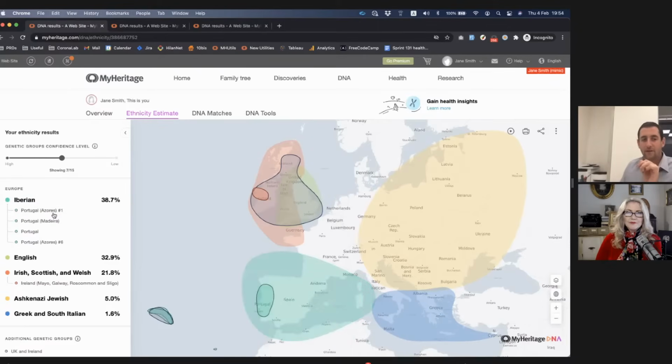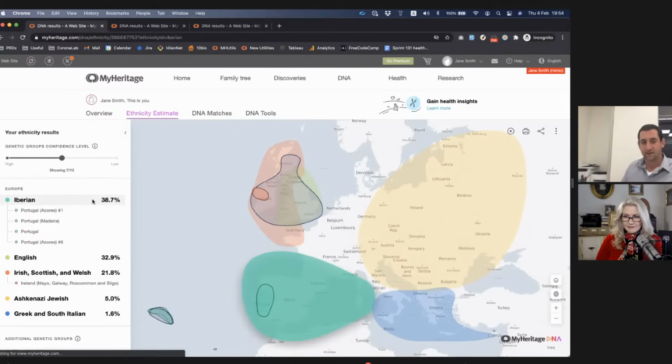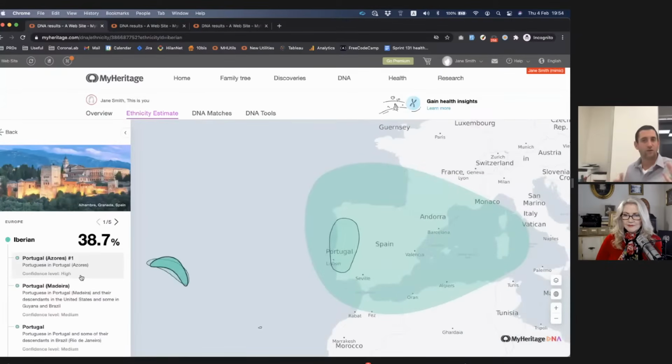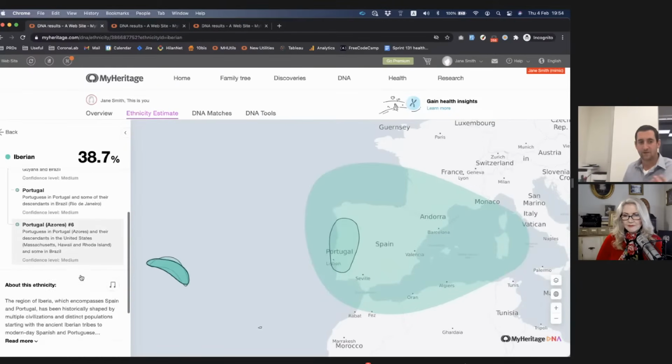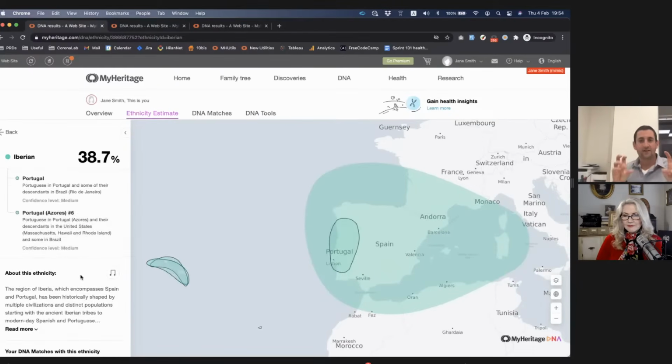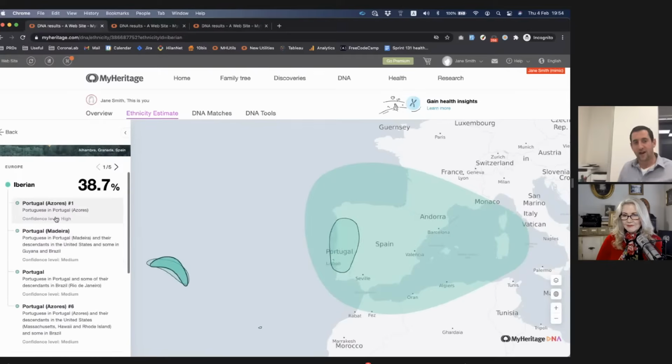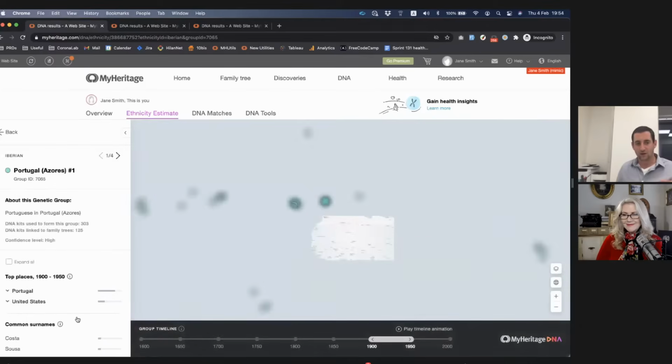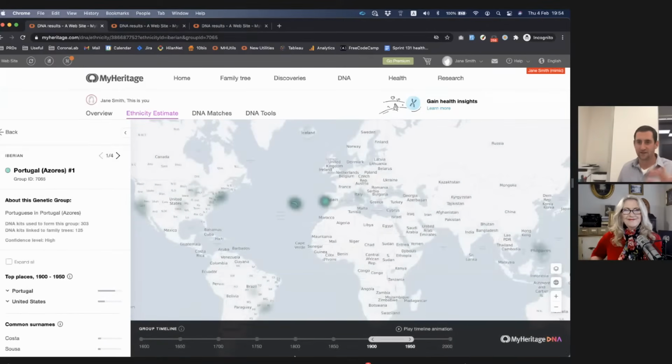So what I think happened with the question that was raised, keep in mind that we have two types of results. We have the ethnicity, which is Iberian, for example, in this case. For Iberian, this is an ethnicity where we don't show a timeline, as you can see here, and there are no common surnames and places. This is the percentage-based ethnicity, the old model that we're using to break down your ethnicity. And when you go down into a genetic group, that's when you'll see the top places, the surnames, and the timeline. So I think that's the source of confusion.